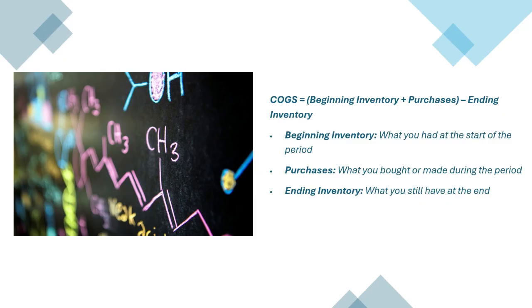It is a simple formula to calculate it for a period. We're going to take our beginning inventory, add our purchases during that period, and subtract out our ending inventory. This is going to give us our cost of goods sold. In simple terms, start with what you had at the beginning, add what you bought or made, and then subtract what's left unsold at the end.